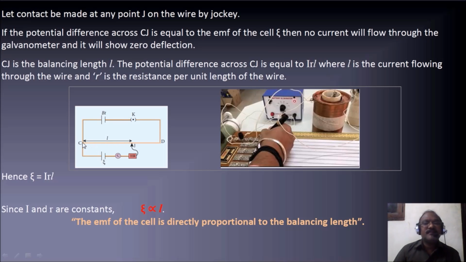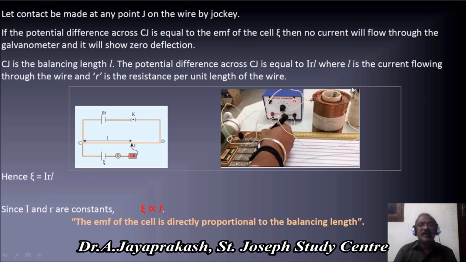The potential difference across CJ you can express in terms of IRL, because potential difference equals the product of the current and the length. If R is the resistance per unit length, then the resistance of length CJ can be expressed as R into the particular length. You can write the equation very simply: the EMF which you want to calculate is the product of the current and the balancing length, IRL. Since the current in the circuit is known, because we are applying it here, and R is constant, the only variable is length. Depending upon the EMF of the cell, we will have a different balancing length.